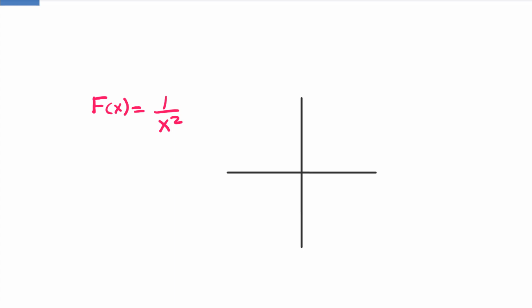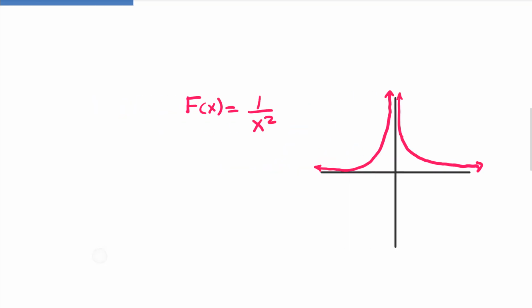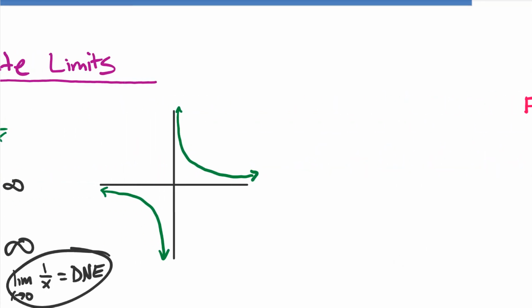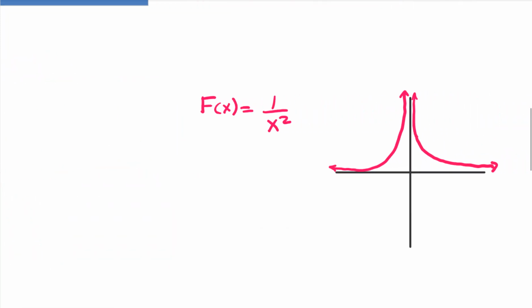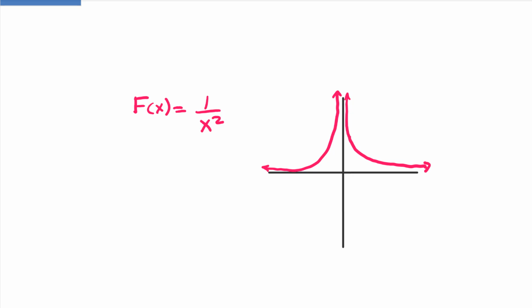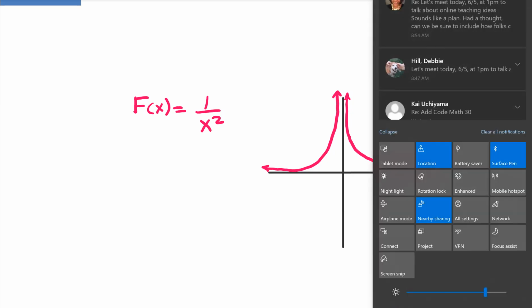So here is our parent function. We should just have this one on lock. It looks just like the other one, 1 over x, except everything is positive. This part down here is flipped up into the positive area. Cool. And it still can't have 0. x can't equal 0. Oops, my bad.